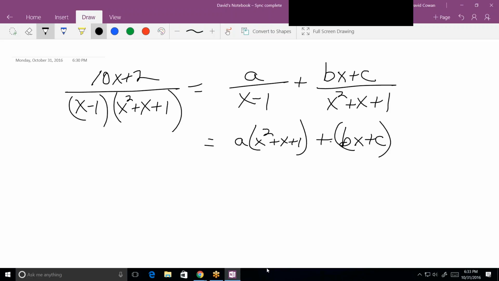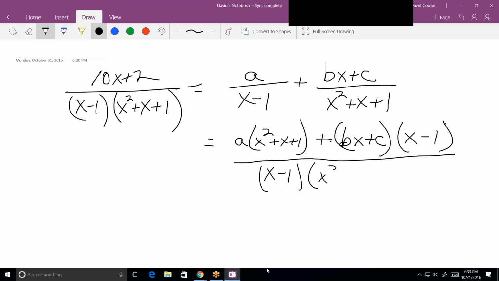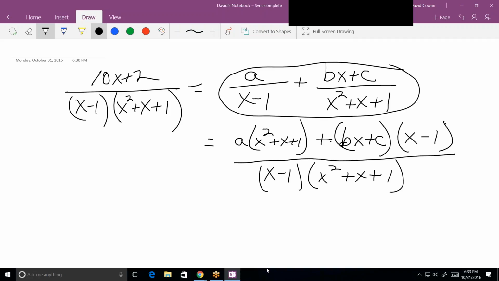And you'd multiply b x plus c times x minus 1. In other words, you would do what you would do if you were going to add these two fractions together. And in fact, let's go ahead and put the common denominator so we know exactly what we're doing here. In other words, that's what I get if I add those two fractions together. I get this. Okay?